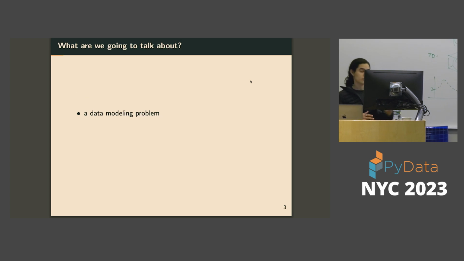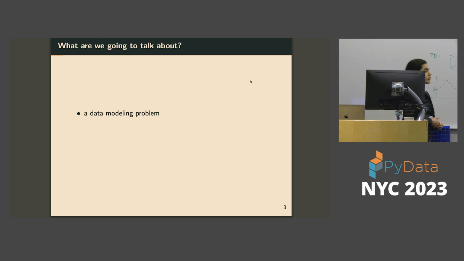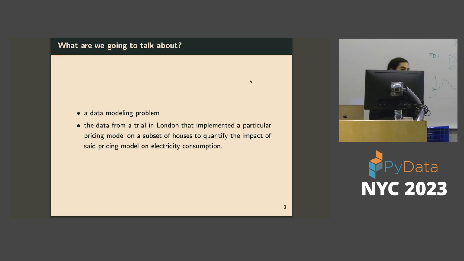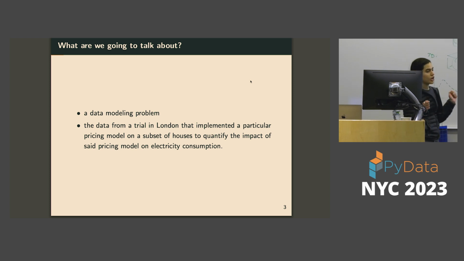For that end, I'll be walking you through a data modeling problem. For that, I'll be using data from a trial in London. This trial is going to take a subset of houses in London through a particular pricing model. And the question is, what is the effect of that pricing model on the consumption of those households?